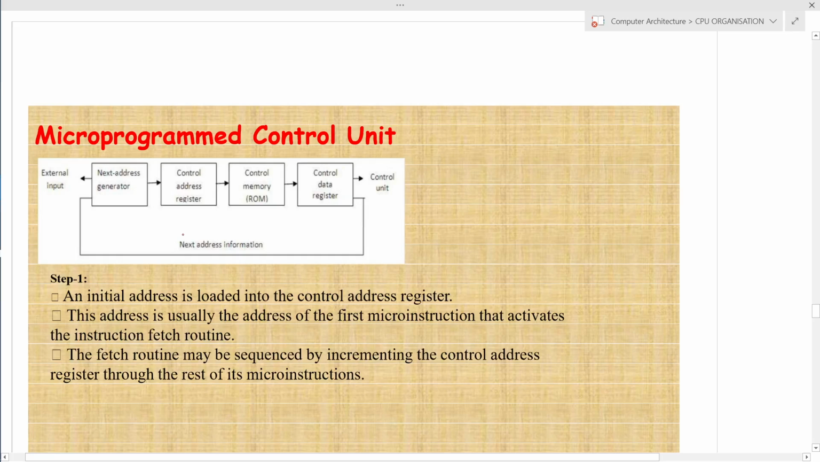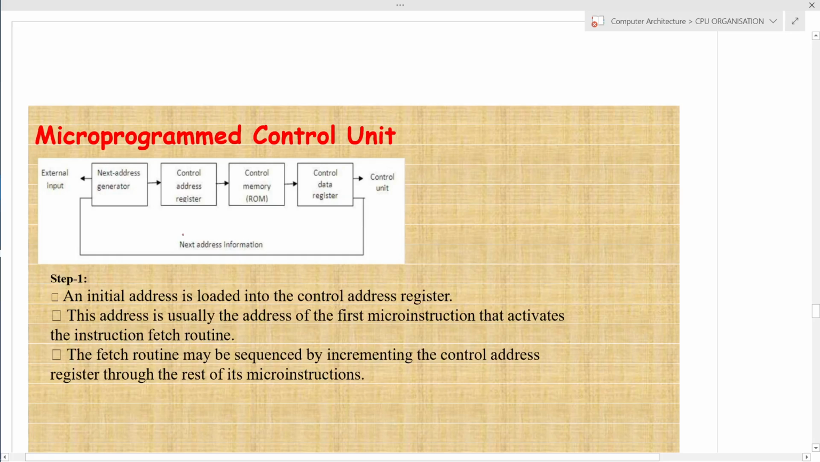That means you have to first read the initial address, and once you read it, you have to provide that initial address to the micro PC, the microprogram counter. Here it is known as the control address register. Once the control address register receives that address, it will retrieve information from the control memory or control store. We may refer to it as the control store.